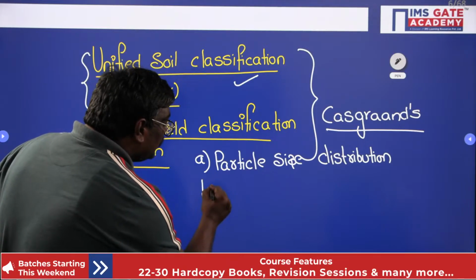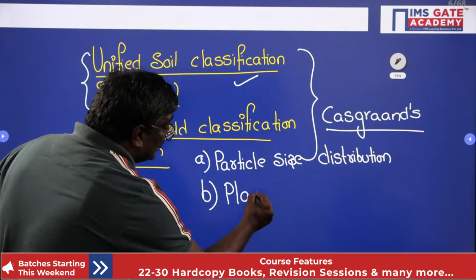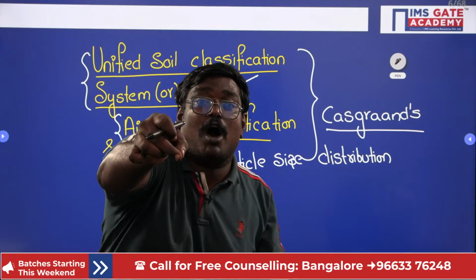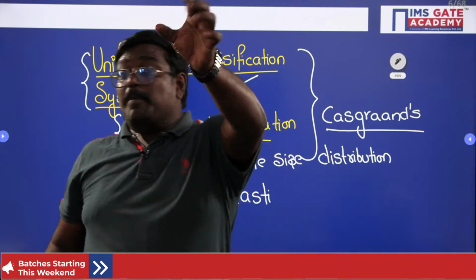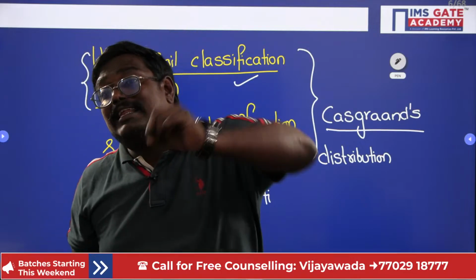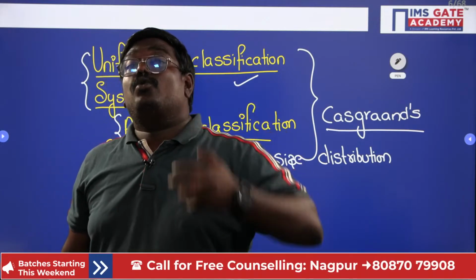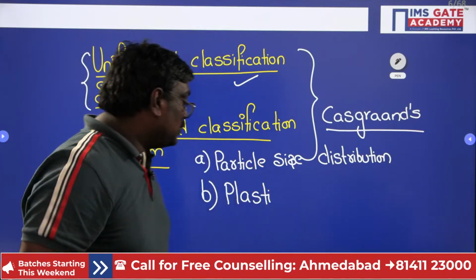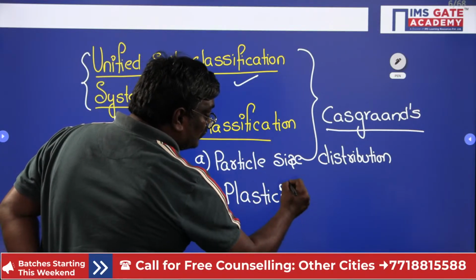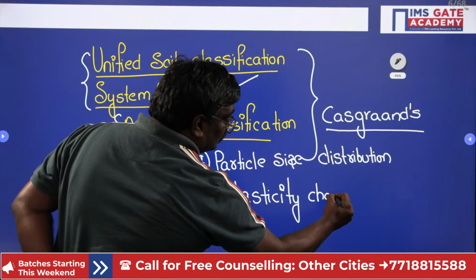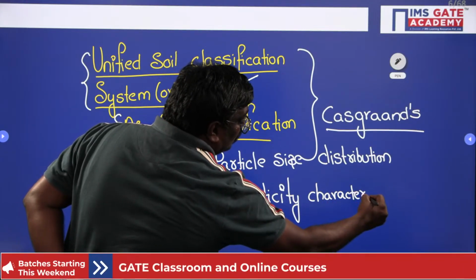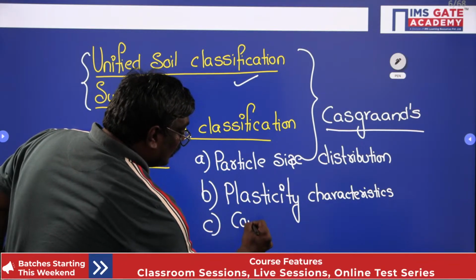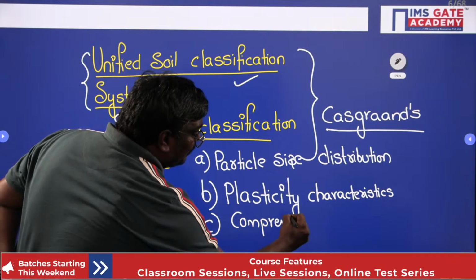Next one, plasticity characteristics. Sir, what is meant by plasticity, my dear students? It is the property which allows the soil to deform without rupture. When I talk about consistency, it is the property which does not allow deformation. But in plasticity, the soil is allowed to deform without rupture. So based on plasticity characteristics, and also compressibility. And what, my dear students, do I mean by compressibility? So what actually is compressibility?